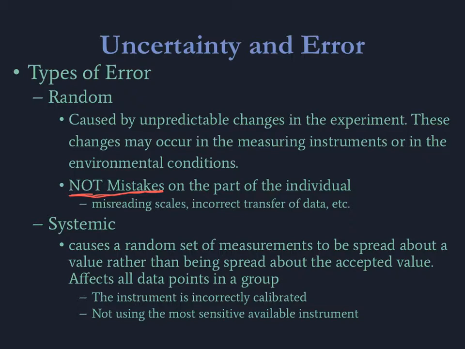If you misread, then you go back and reread. If you miscalculate, then you go back and you recalculate. Those are not things that should be left within your write-up, within your data. They should be redone. If you make a mistake, fix it. Sometimes, though, you have errors, you have things that occur that are beyond your control, and those are our random errors. So make sure you understand the distinction between random error and mistakes.